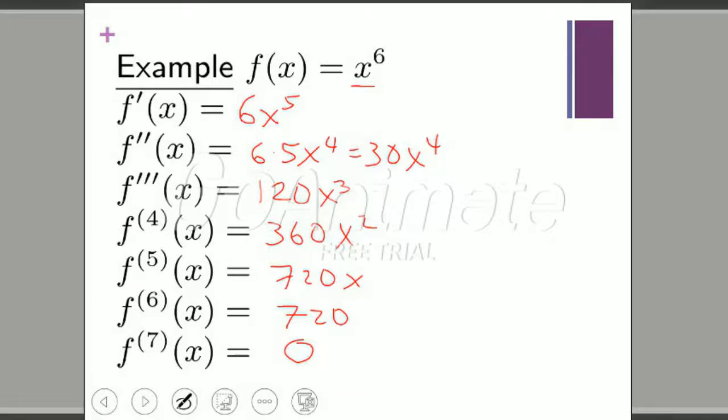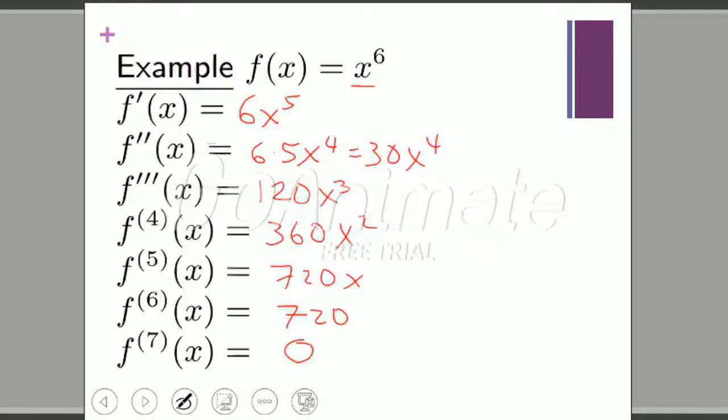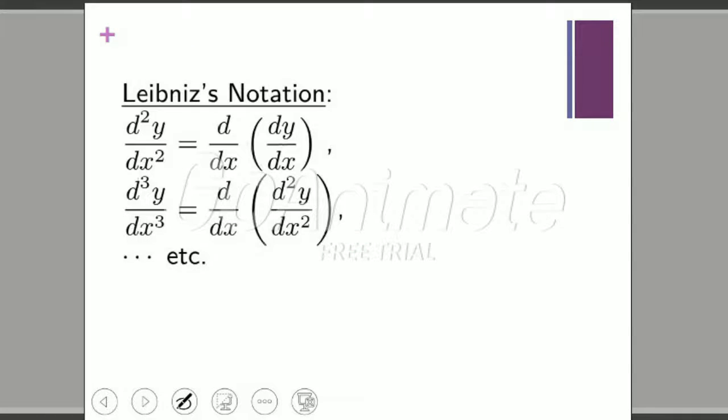So if you want a nicer notation, I summed it up here. Just double check they're the same. There's also some notation for higher derivatives, which we call Leibniz notation. So this is where that notation d squared y over dx squared comes from. It's called Leibniz notation for the second derivative. So it's the derivative of the derivative, right? So this is the derivative.